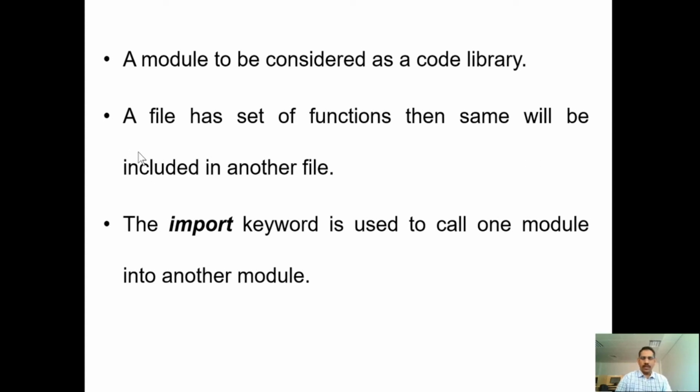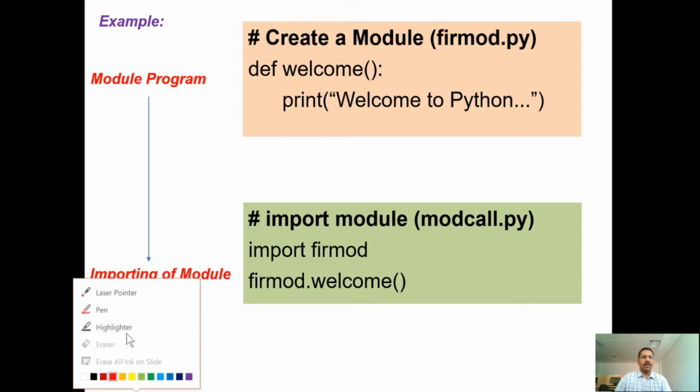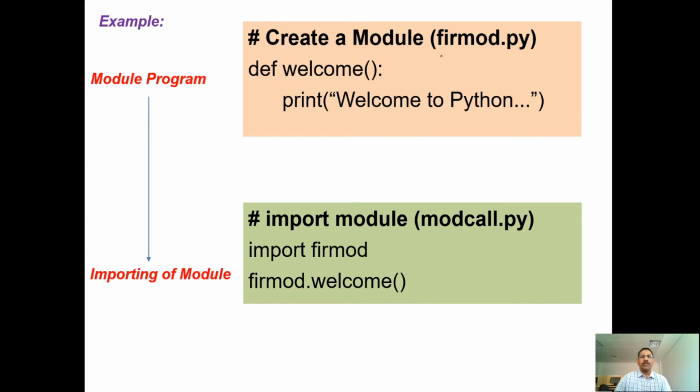Let's see some more examples. In this example we are going to write two programs. The first program is fir mod. This is the name of the first file, fir mod.py, so the file extension should be py, that is Python.